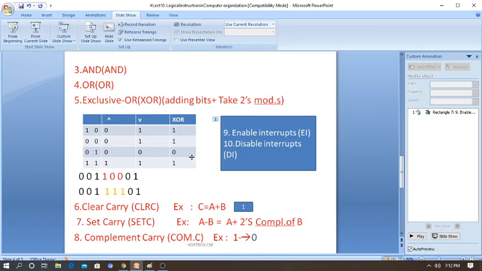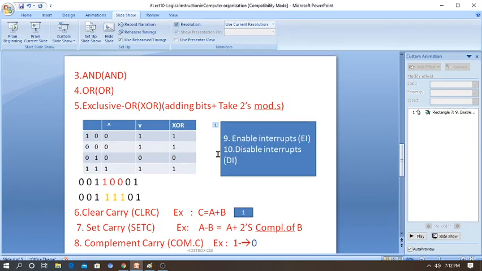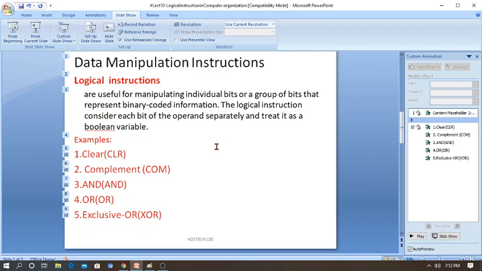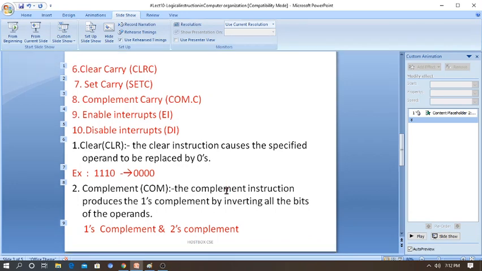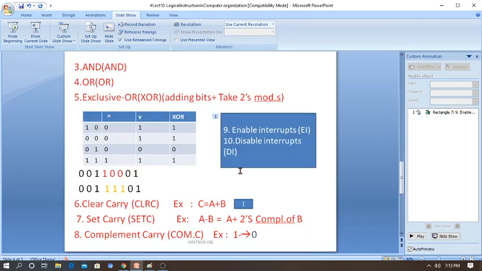Okay, these are the things to know about the logical instructions: clear, complement, exclusive, and so on, followed lastly by enable interrupts and disable interrupts. In the upcoming session I will definitely explain the shift instructions.